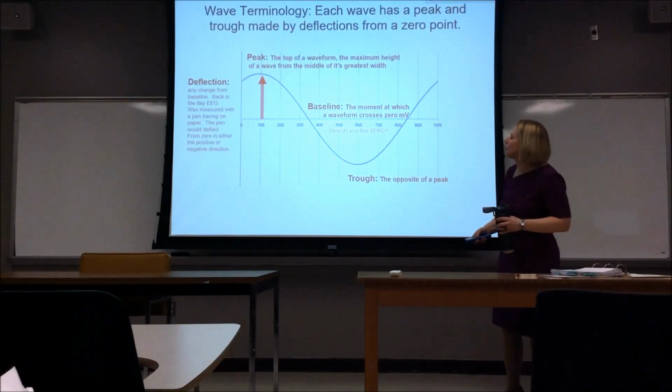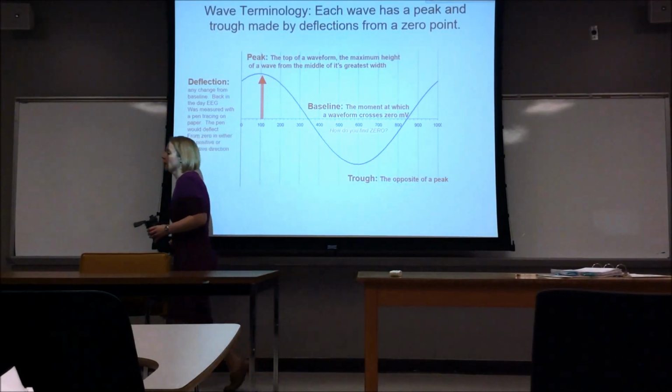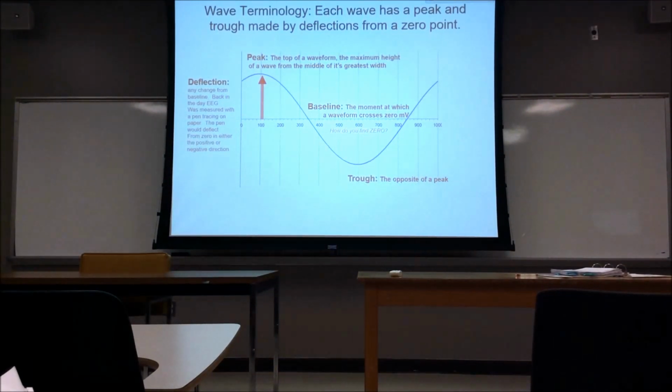The top of the waveform. It's the highest amplitude from the middle of its greatest width. And so just the highest amplitude of the waveform is the peak. And the trough is the opposite, it's the lowest. And the baseline is the moment that it crosses zero.